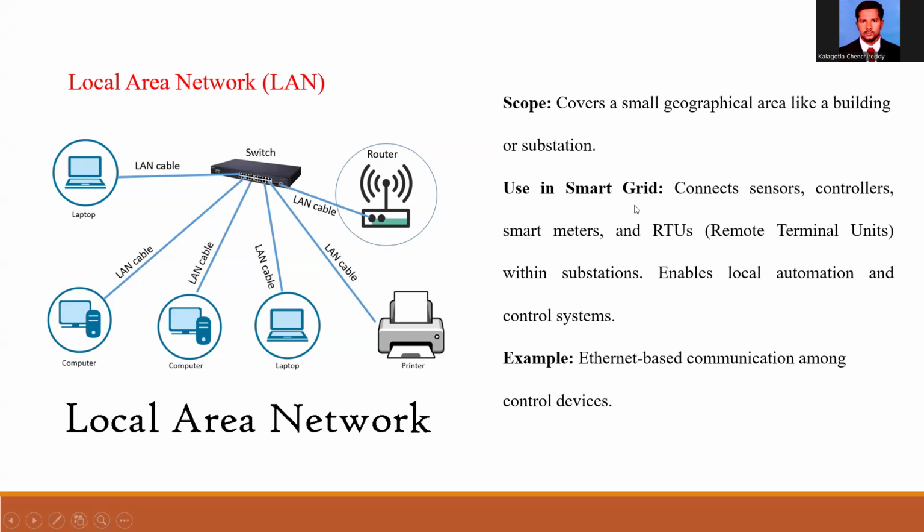Here, the use of a local area network in smart grid: it connects the sensors, controllers, smart meters, and remote terminal units within the substation. For example, a computer here is connected to the LAN, and a laptop is connected to the switch. Similarly, sensors, controllers, smart meters, and remote terminal units are connected inside the substation, which enables the local automation and control system. An example is Ethernet-based communication among the control devices. This is the diagram of the LAN.